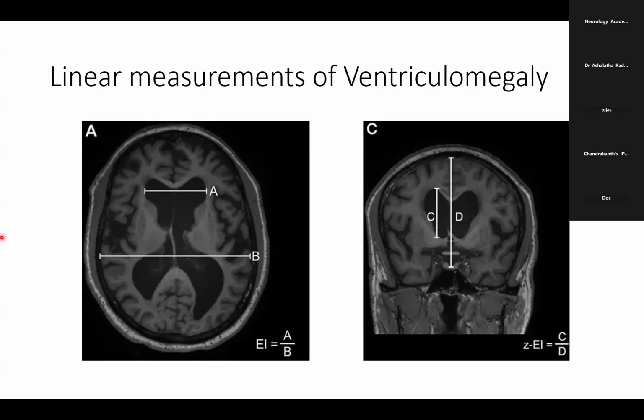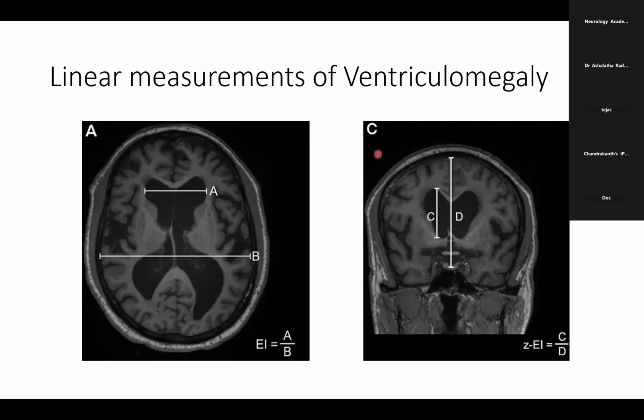There are linear measurements of ventriculomegaly which have been mentioned in NPH patients. The first one, coming to the left side, figure A, is measuring the Evans index. It is the ratio of the greatest width of the frontal horns to the inner table of the calvarium on the axial slice. Here, A by B is the Evans index. If more than 0.3, it is significant.